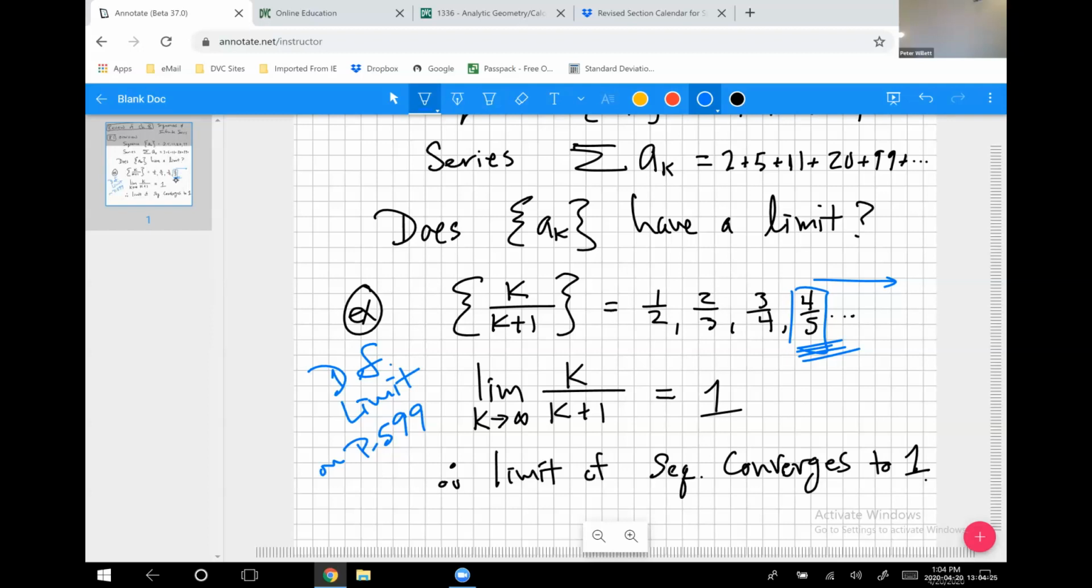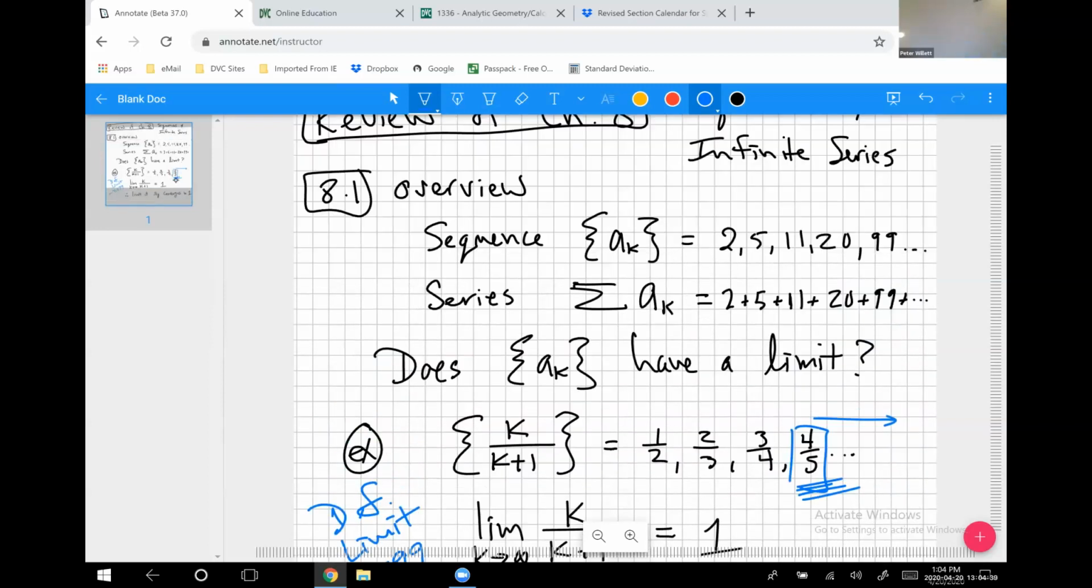Then they introduced the idea of adding all of these sequence values up and getting a series, and the definition of an infinite series is on page 602. So going back up here, the definition of infinite series that we're talking about here is on page 602 for reference.